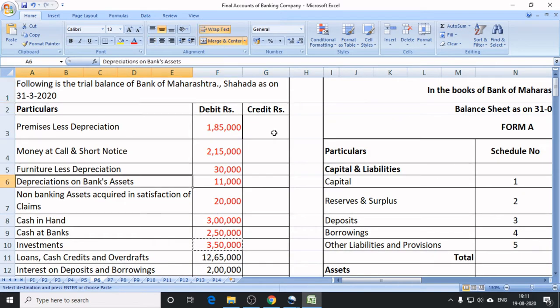Okay, the next is loans, cash credits, and overdrafts. Now see, it has a debit balance, and it is one of the most important assets of a bank. And you know that the most important asset of a bank is advances, the loans given by a bank to its clients.